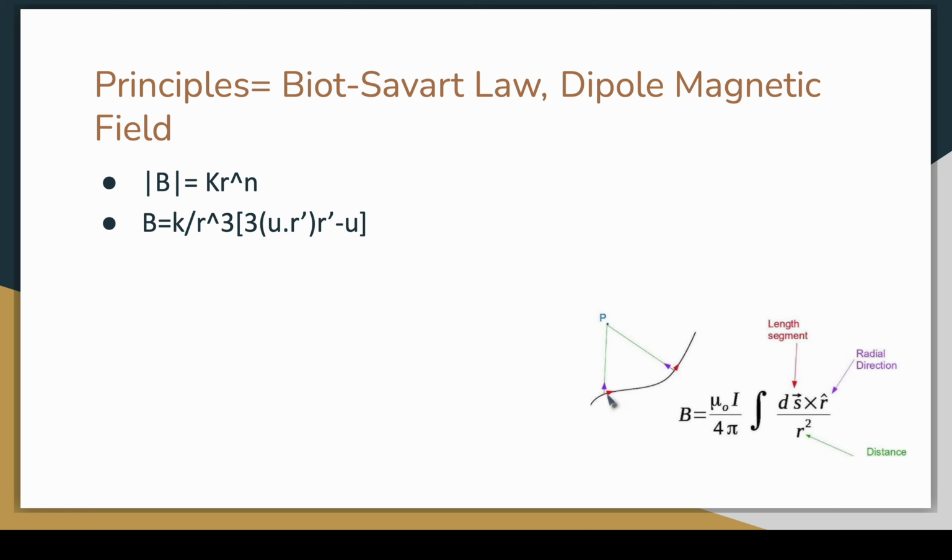Principles. Biot-Savart law and the dipole magnetic field. The Biot-Savart law is, as you can see, the integral of the length segment times the radial direction divided by distance squared and times the constant. Now, the dipole magnetic field is just k r to the power of n.